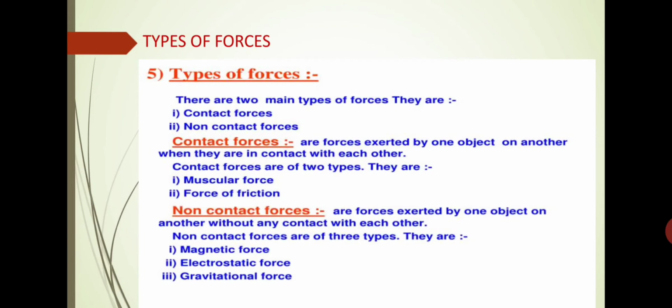We can take an example of a ball. When we throw a ball up, what happens? It slows down and then falls down towards the earth because of gravitational force. Understand the types of forces: contact forces and non-contact forces.